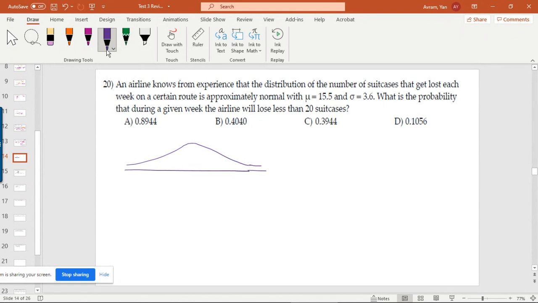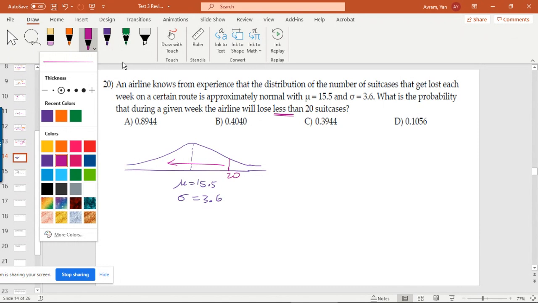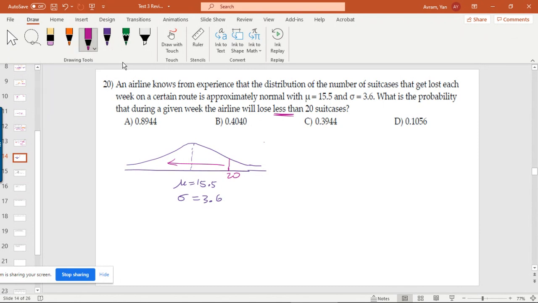All right, so that is this one right here. The mu here is 15.5, sigma is 3.6, and 20 is on the right-hand side. So very important, less than is area to the left-hand side. If we know the area to the left, we just need to get a z-score and read the table, that's it. In my opinion, the probability in this chapter 5 is pretty straightforward. You just need to find a z-score and read the table, and that is the probability.